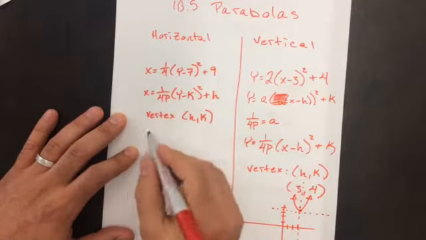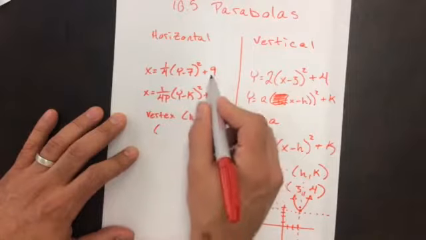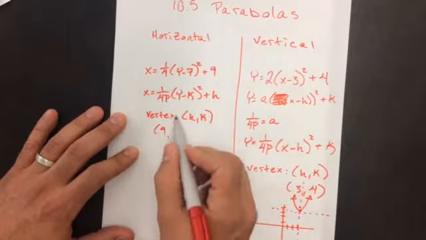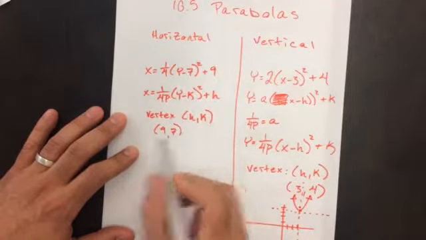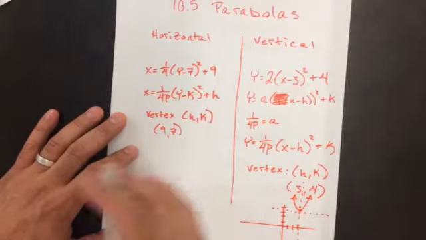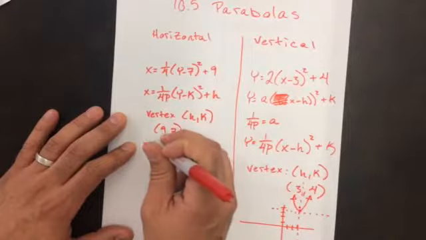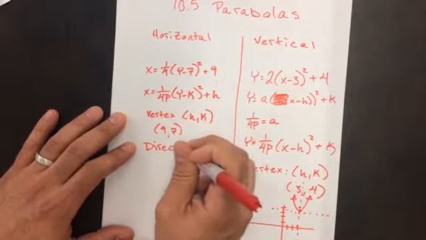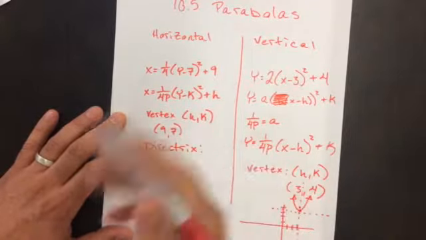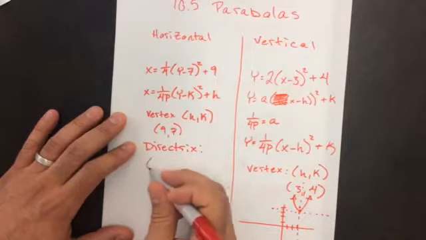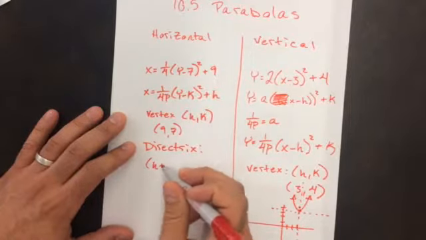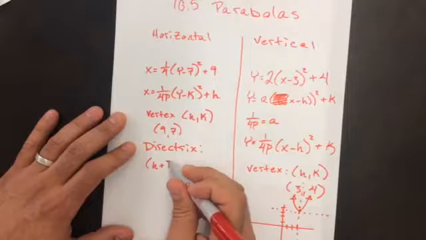So on this example, our vertex would be 9, 7. And that's what I mean by don't get them backwards. Okay? The directrix on a horizontal one is going to be h plus p, comma k.